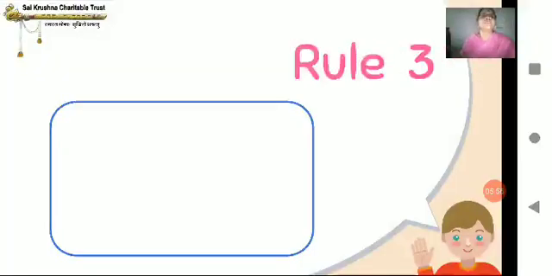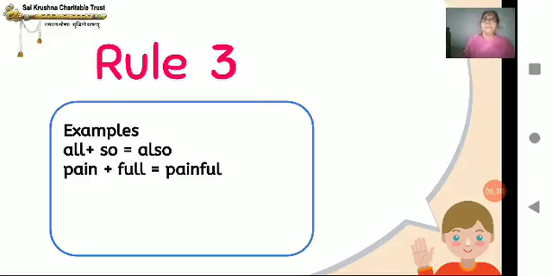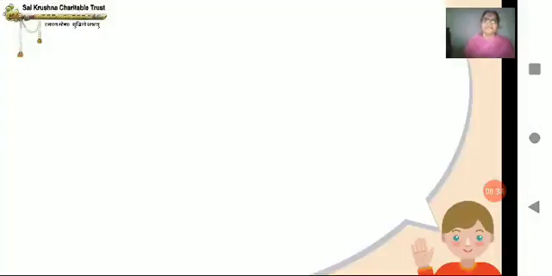Is that clear, children? We continue. Some more examples. All plus so. What happened? One L went. It became also. Pain plus ful. What happens? It becomes painful. One L is gone. All plus mighty. One L has gone. It became almighty. All plus ways. Always. Help plus ful. It has become helpful. Is that clear?